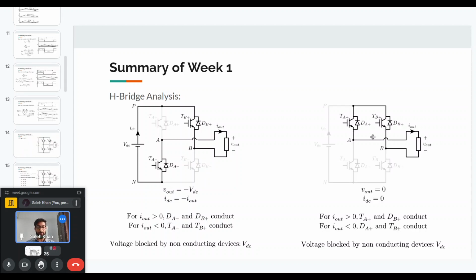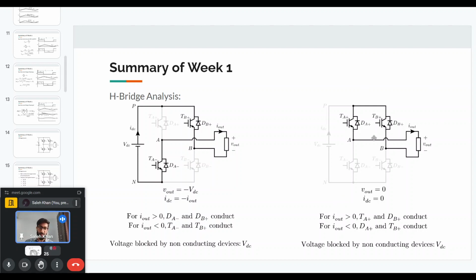Now, if the top two switches are on, this is how the circuit will look. And what is interesting in this case is that the output voltage is zero, and the input DC current is also zero. So this can be understood as a zero state where the output voltage is zero and the input does not supply any current during this state.